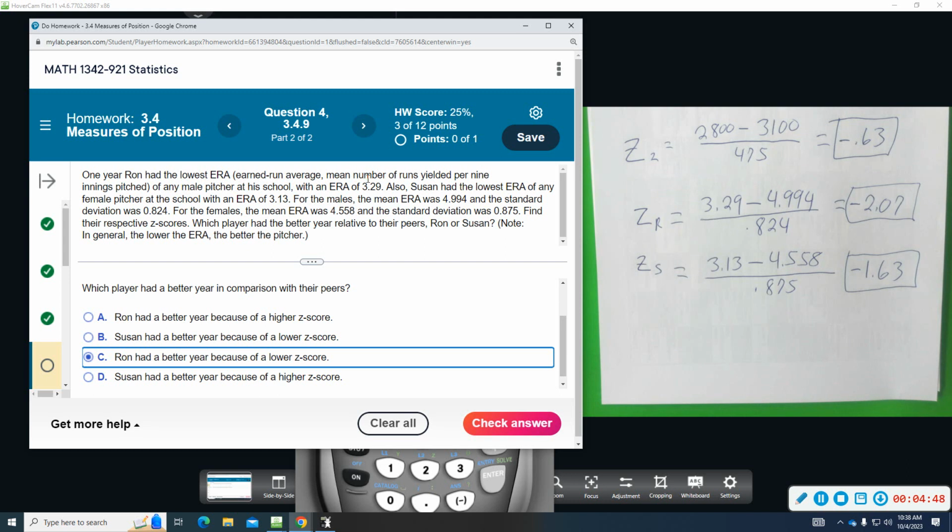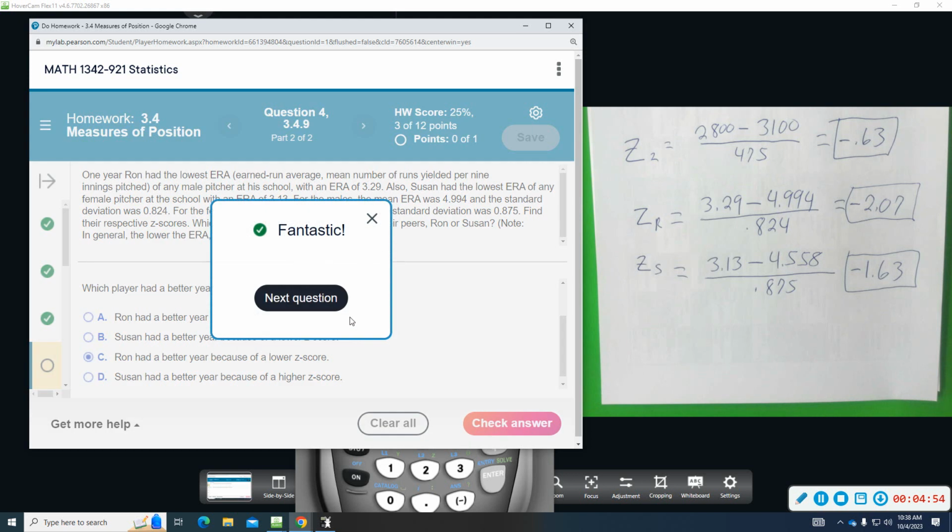Earned run average. Okay, so it's a little bit backwards when you think in terms of baseball.